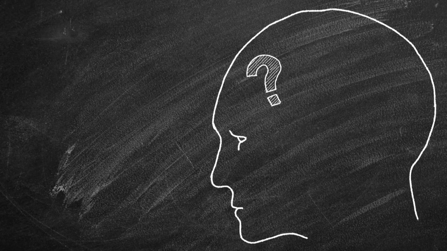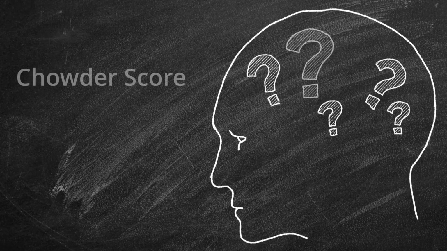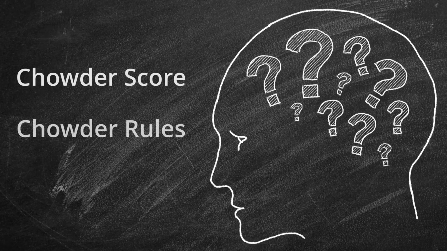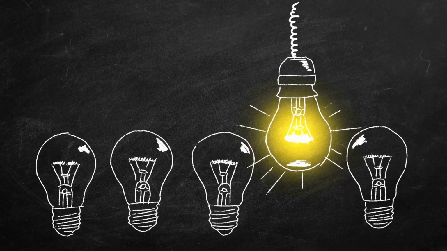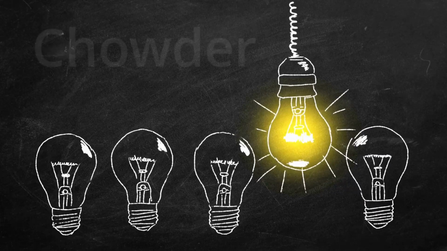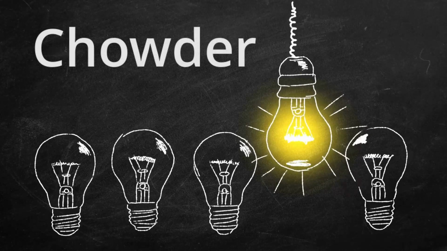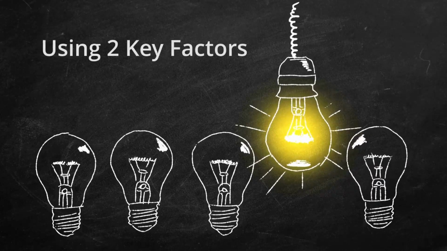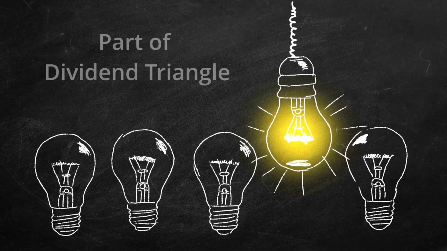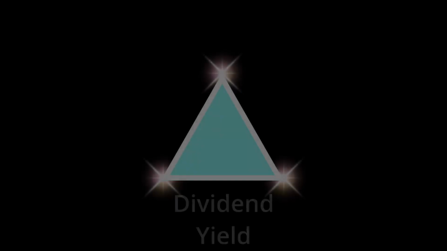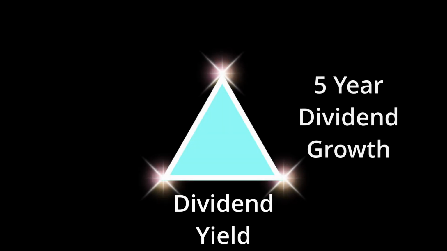I want to take this a step further and introduce the concept of the Chowder Score and the Chowder Rules. This was first introduced by a Seeking Alpha contributor who went by the name of Chowder, who created this metric to evaluate dividend growth stocks using two key factors, both of which are part of the dividend triangle: the current dividend yield and the 5-year dividend growth rate.